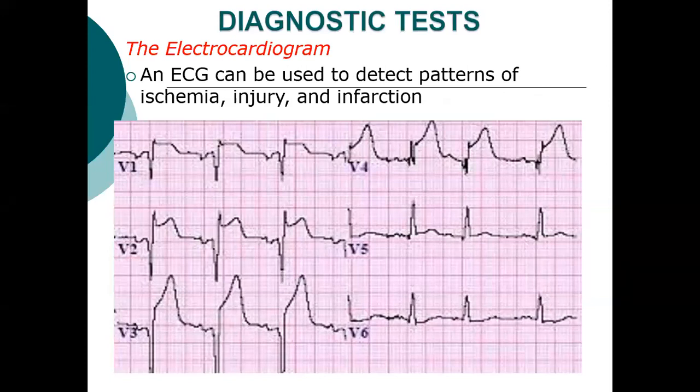So this is an ECG. I'm sorry I wasn't able to put how a normal ECG looks like, but we'll kindly go back to the anatomy and physiology. We'll be able to see how a normal ECG looks like so that you may be able to appreciate the kind of ECG I've presented right now. The ECG detects patterns of ischemia, injury, and infarct.